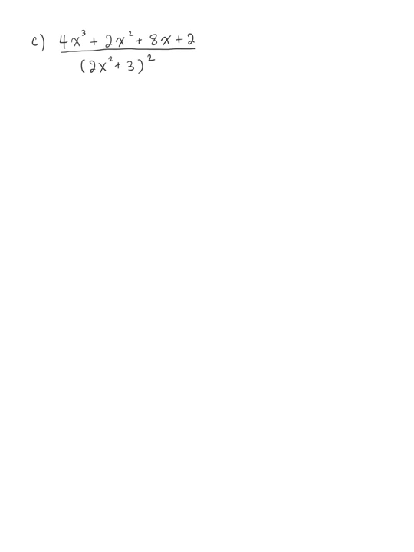All right, so let's do another one. Example C: 4x cubed plus 2x squared plus 8x plus 2, all over quantity 2x squared plus 3, squared. Okay, so first of all, how many fractions are we going to get? We're going to have 2, because remember, you count the exponent on the outside of the parentheses. So here we're going to have 2 fractions, a 1 and a 2.